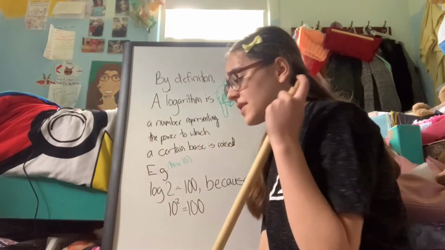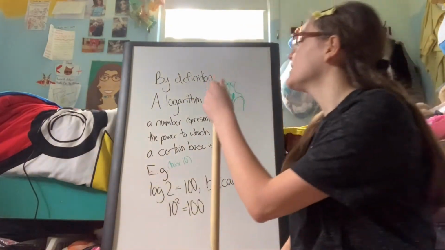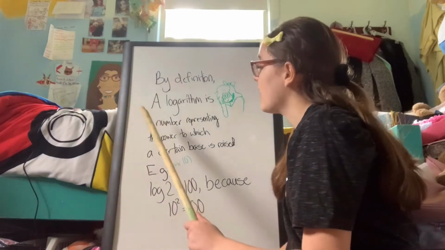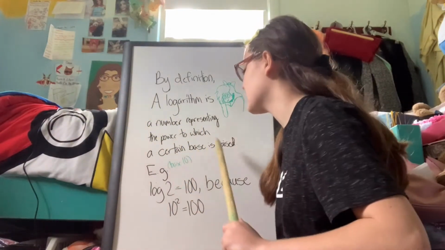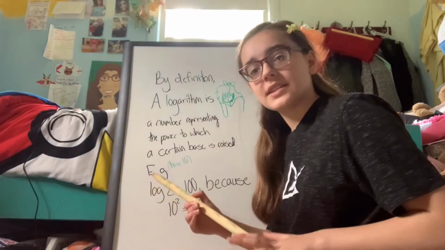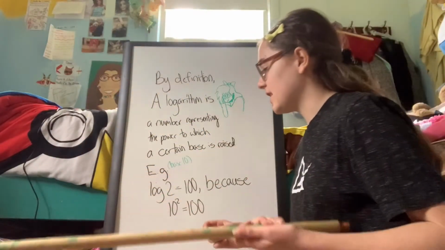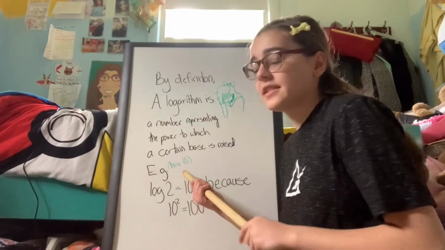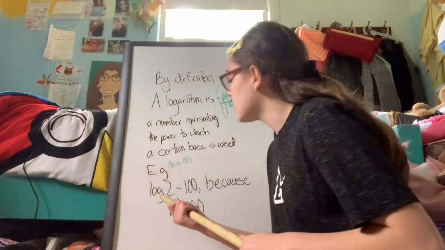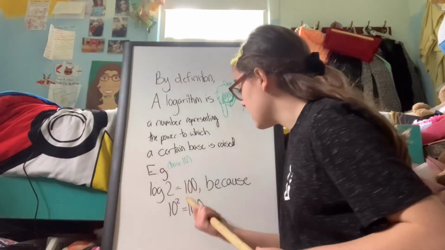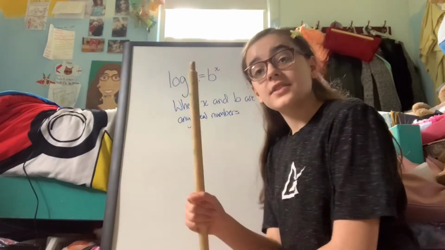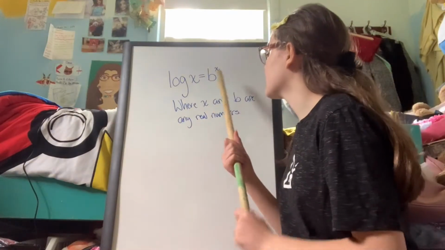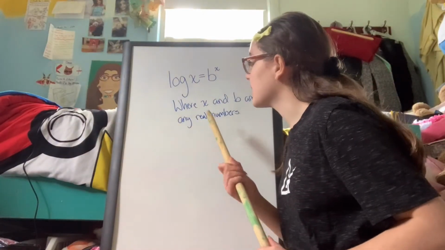What is a logarithm exactly? By definition of the Oxford Dictionary, a logarithm is a number representing a power to which a certain base is raised. Of course, this is paraphrased a little, so you can understand it. But for example, and this is in base 10, log 2 equals 100 because 10 to the second power is 100.